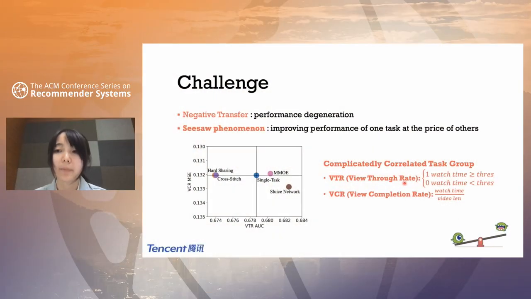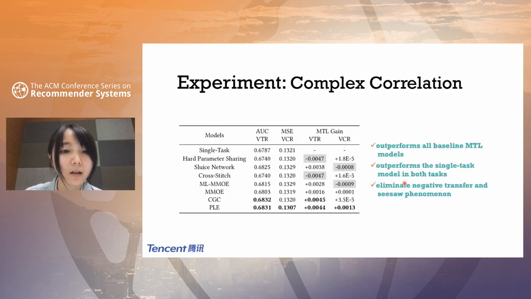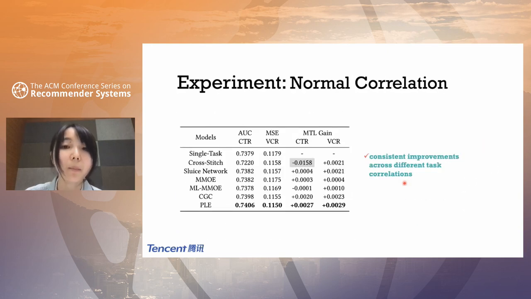Yes, it's a good question. The correlation between these two tasks, VTR and VCR, they are complexly correlated. So these two tasks actually challenged us and gave us an opportunity to discover the novel and powerful network PLE to improve performance significantly. And we can see in the experiments with the normal correlation tasks, PLE also outperforms other baseline models.